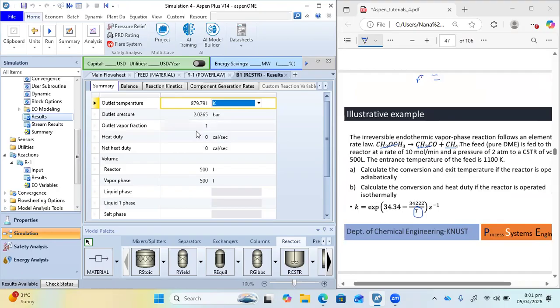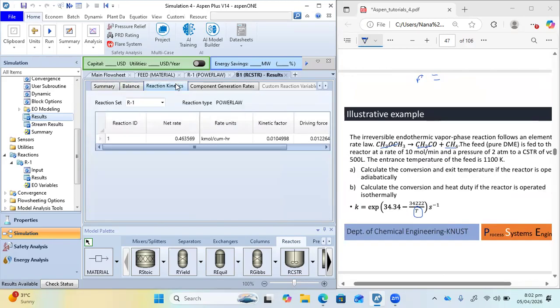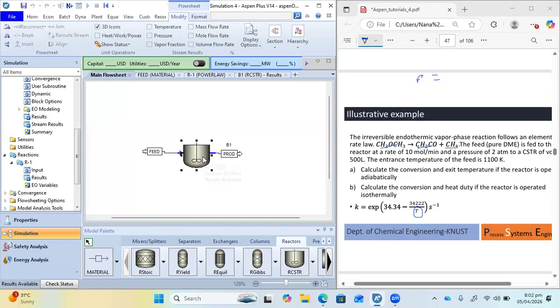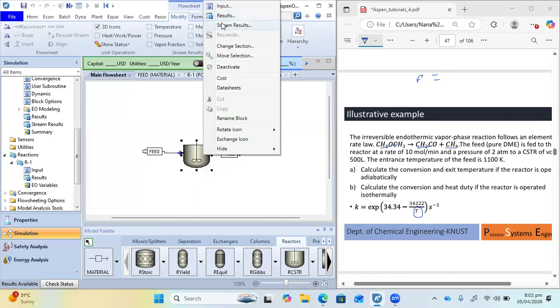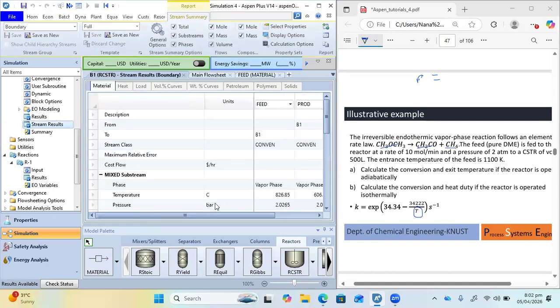Then we have our outlet pressure, we have the vapor fraction, we have all these details here. We have the balance, we have the kinetics, we have all the things that we need. So all these things are here. Then let's go to the stream results. That would be the part that is very important to us. So for the stream results, let me shift this back.